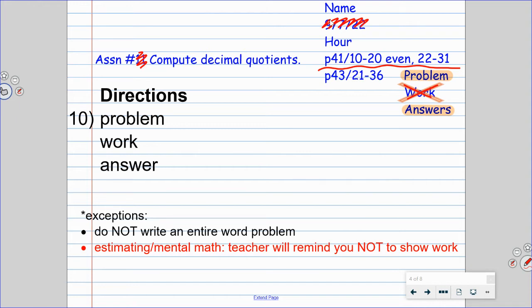Don't forget, every time we do a problem, you're to write the directions, write the problem, write your work, and write your answer. Now, only page 43 will you be saying, nope, Mr. Cowan asked us to do mental math. Exceptions to that, do not write out entire word problems. And then like I just talked about, mental math. All right, pause your video, come on back when you're ready.